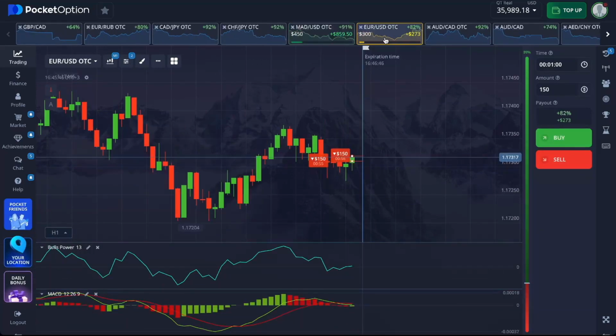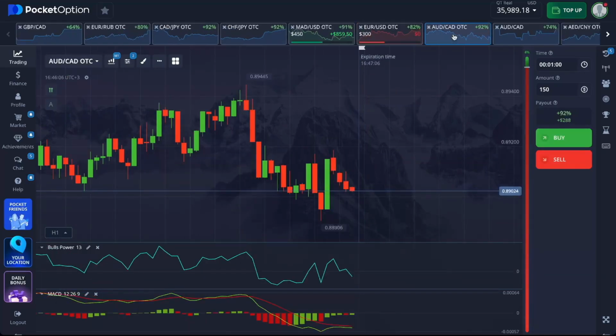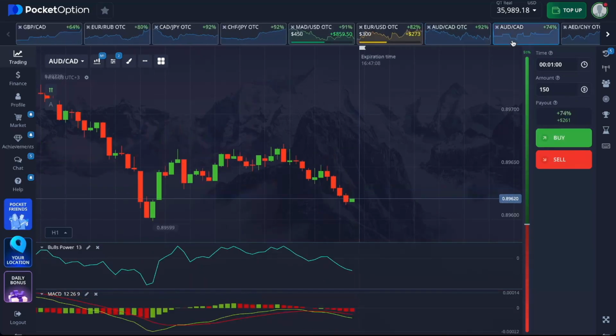Take careful note, my dear friends. We can clearly see a very similar setup unfolding right here before our eyes. We see how Bull's Power is approaching the lower boundary, and we see how MACD is crossing the signal line. That's why I entered a sell trade here, and let's see how this trade turns out for us. Let's keep watching. Here's a good setup.